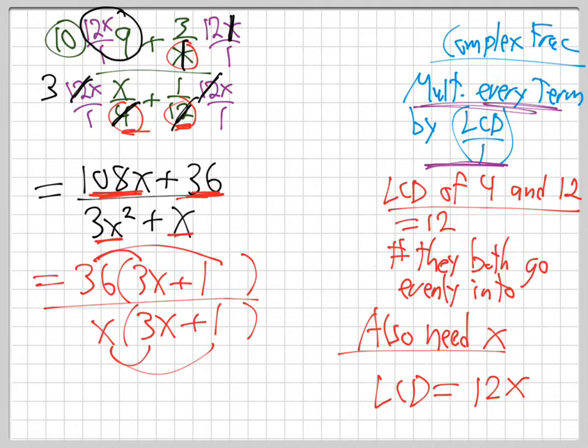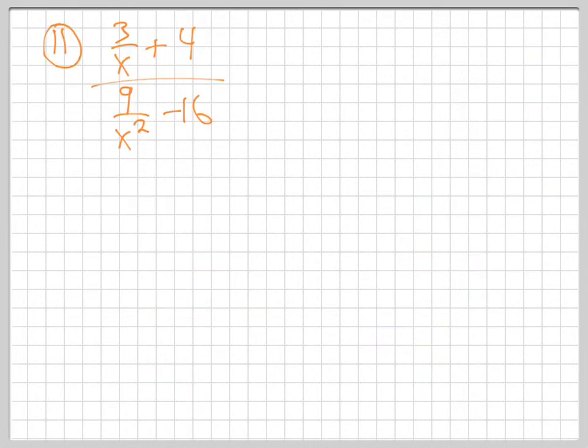And now what can we do? Cancel, cancel. Look at that. 36 over x. That's one of the answers, isn't it? That's answer D. Seems like it's been a lot of D's, hasn't it? There we go. All right, try that one.